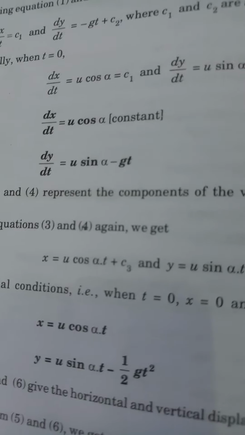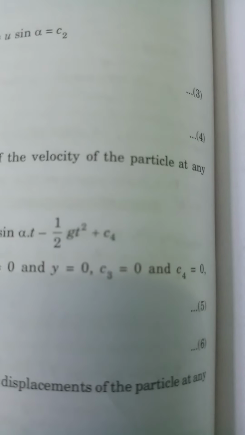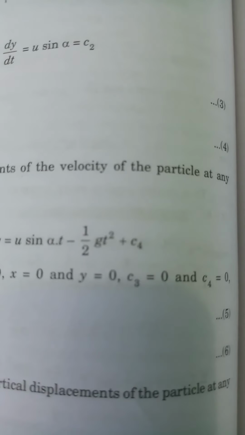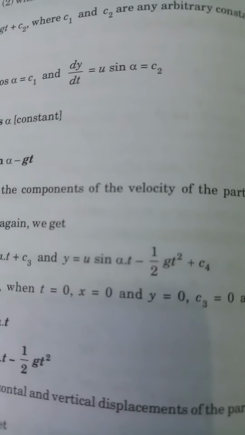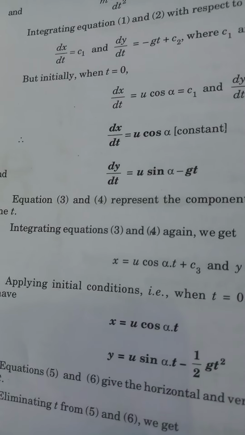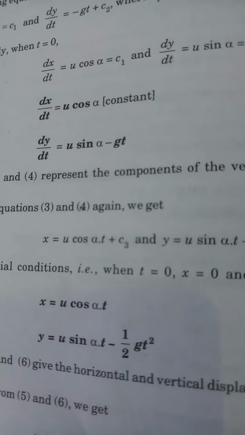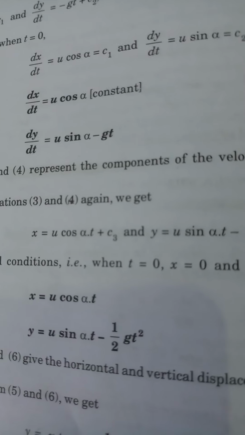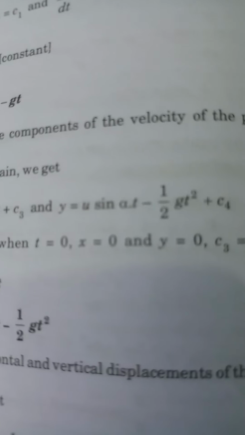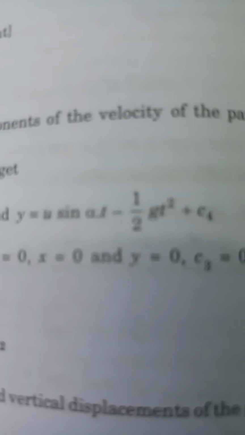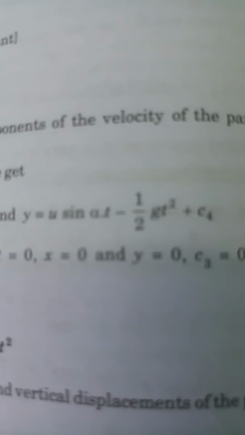Equations 3 and 4 represent the components of the velocity of the particle. The first derivative dx/dt is the component of velocity along the x-axis, and dy/dt is the component along the y-axis. Integrating equations 3 and 4 again, we get x equals u cos alpha into t plus c3, and y equals u sin alpha into t minus half gt square plus c4.